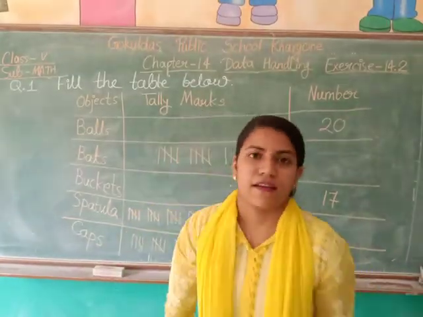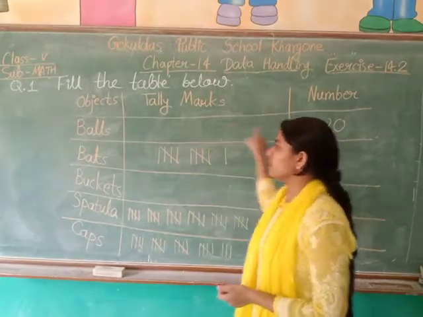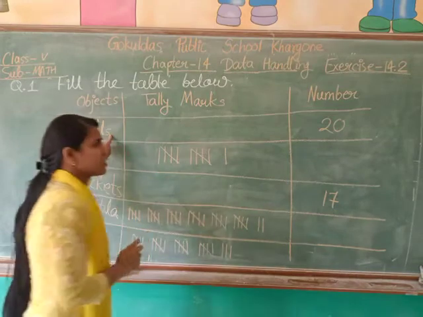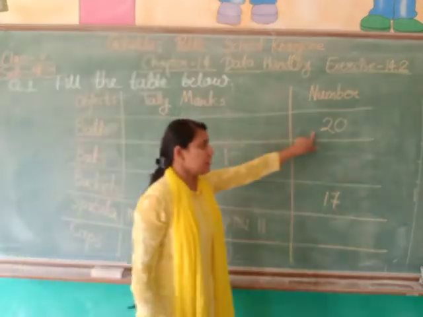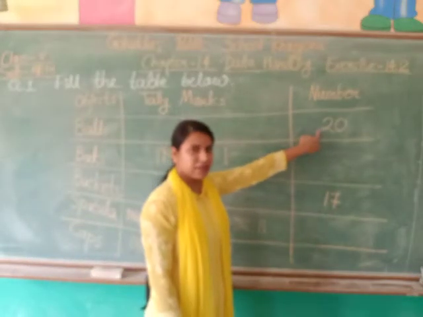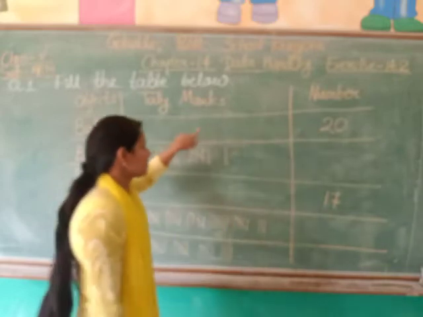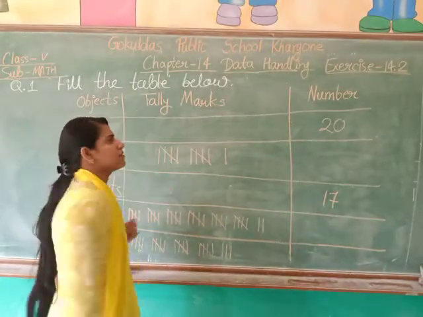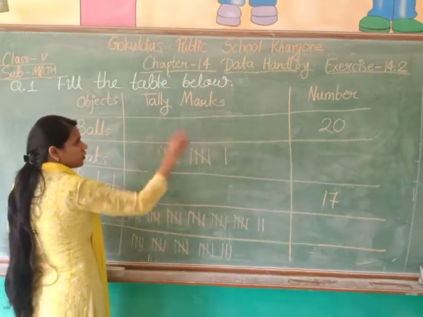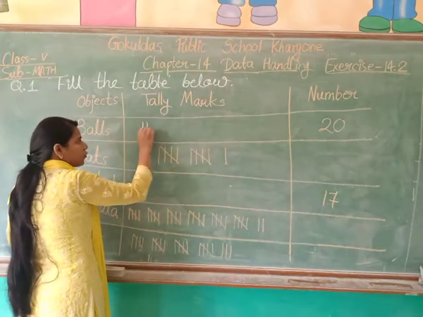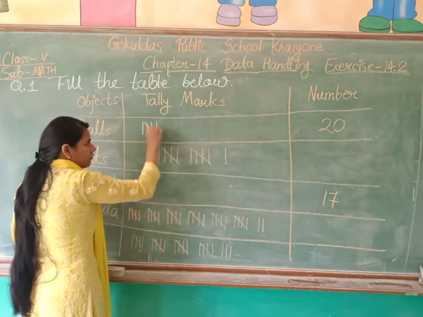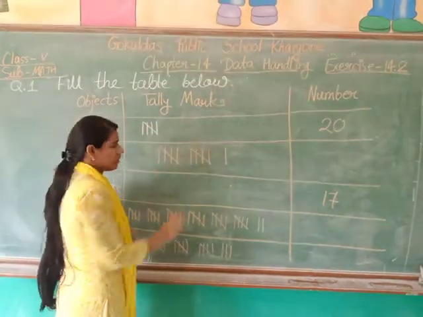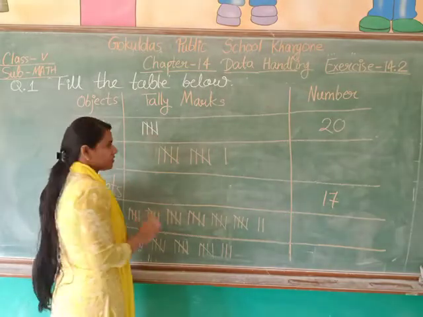Now we are going to fill the blanks of this table. First object is ball and given number is 20. Now what is the blank here? Tally marks are blank. So with the help of pencil draw tally marks to represent 20. 1, 2, 3, 4 and 5. This is the first group of 5. We want to represent 20. 5 we have already represented.